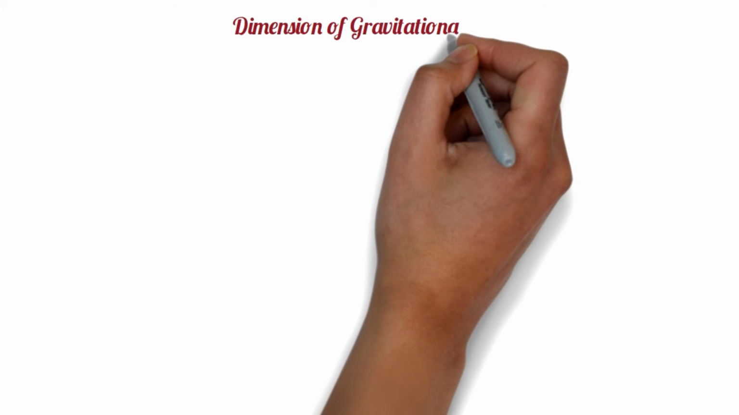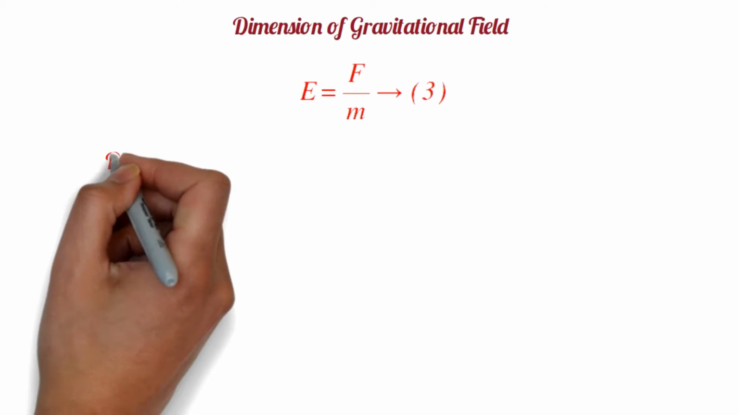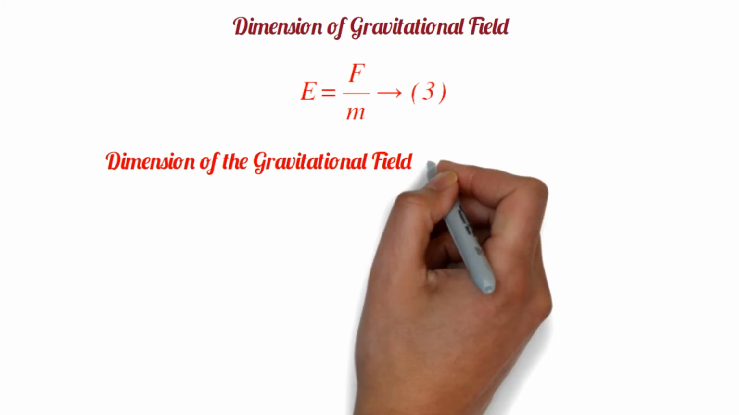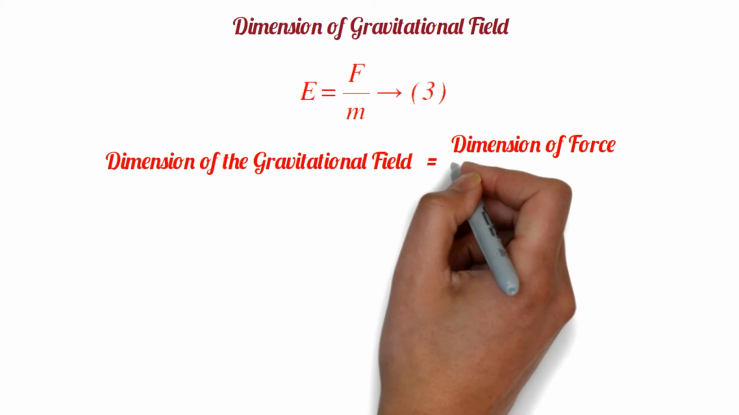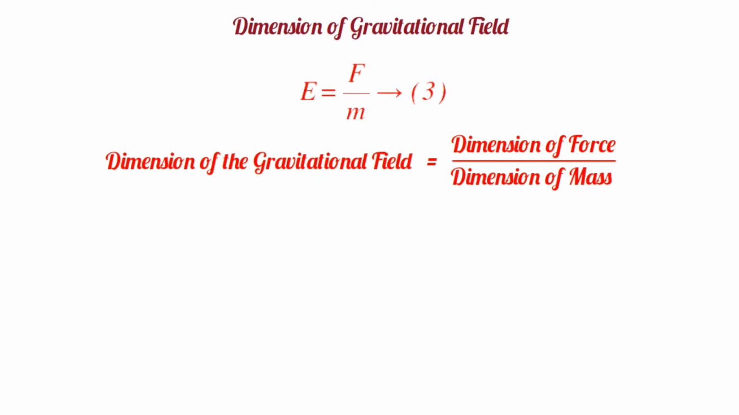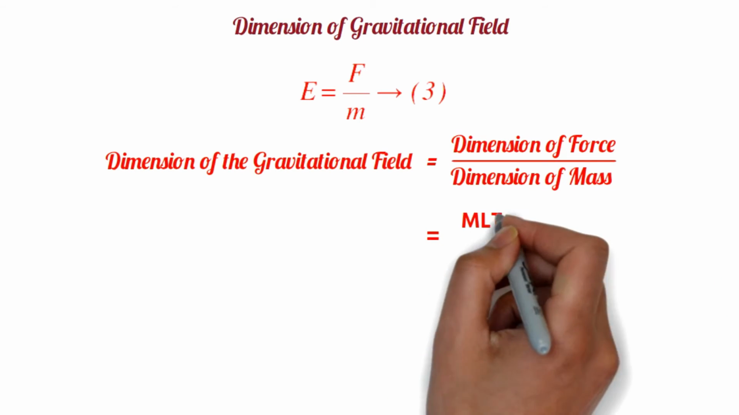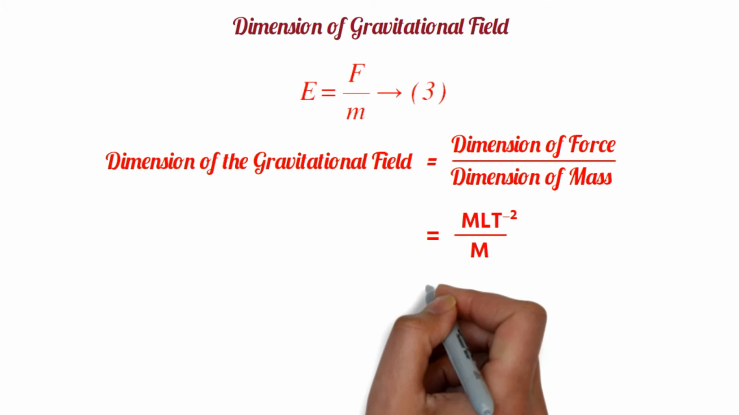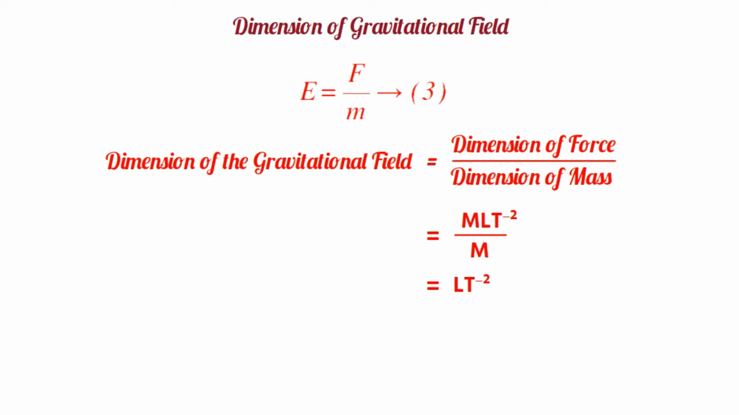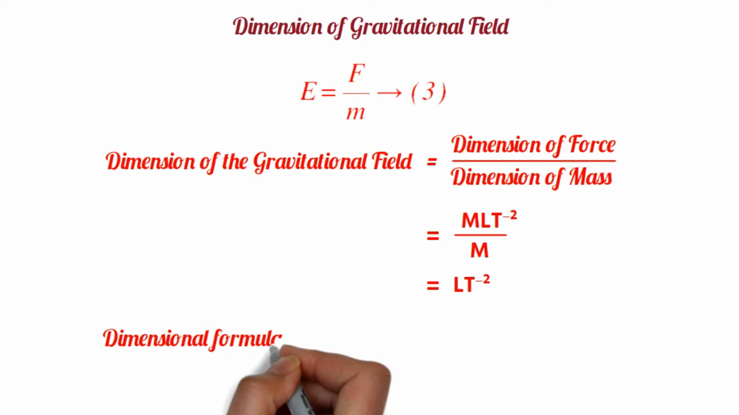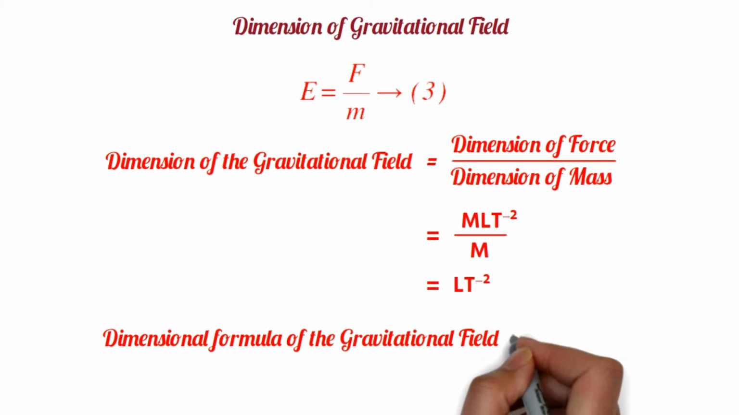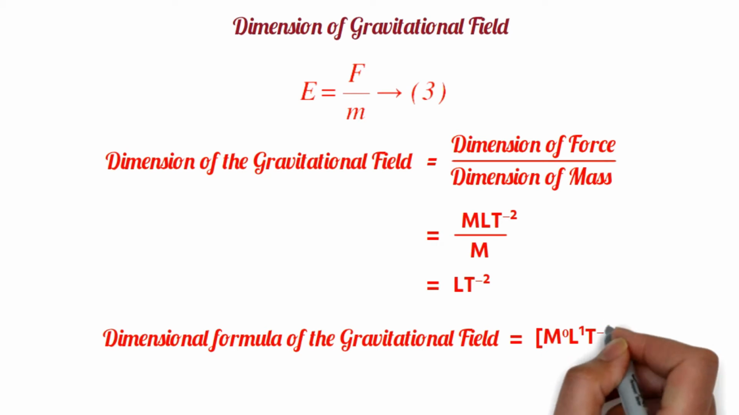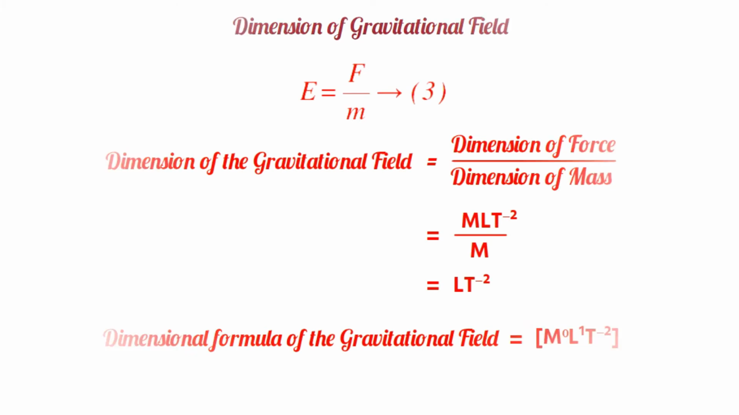Dimension of gravitational field. From equation number 3, we can also write the dimension of the gravitational field is equal to the dimension of force divided by the dimension of mass. That is, MLT^-2 divided by M, or LT^-2. So the dimensional formula of the gravitational field is equal to M^0 L^1 T^-2.